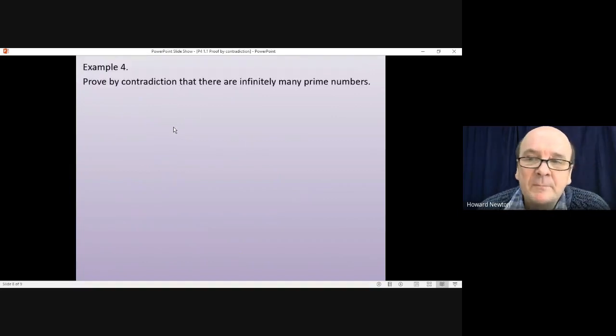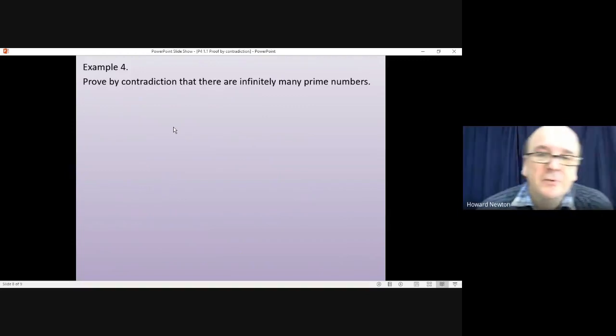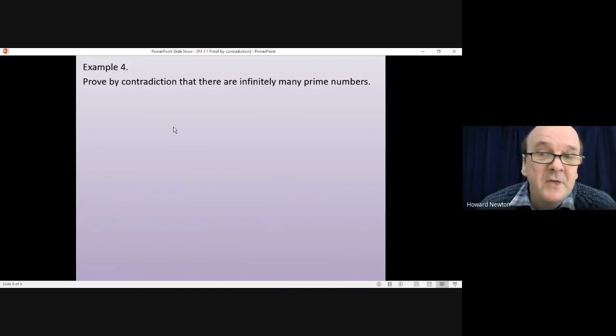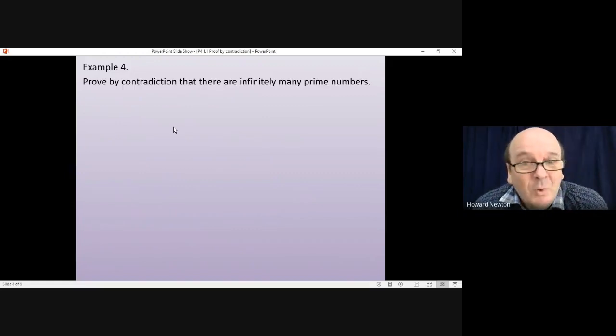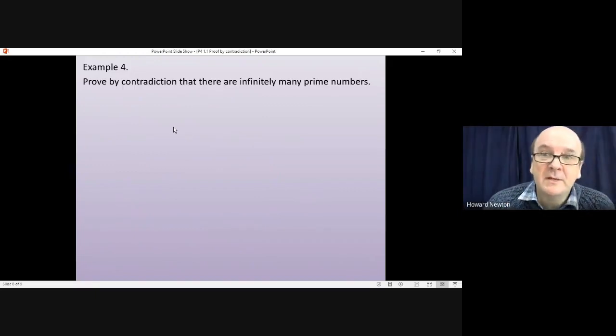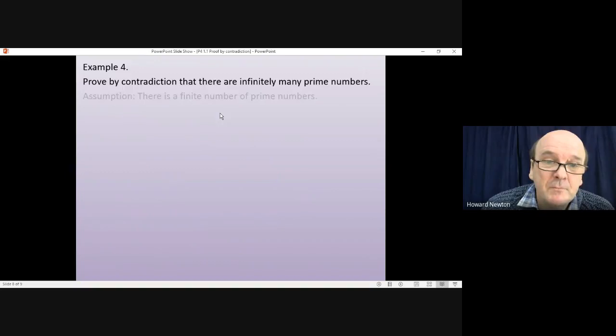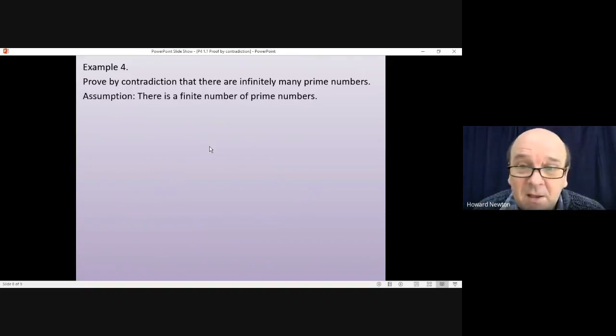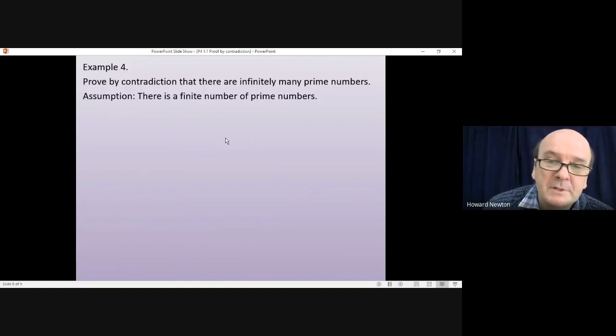Okay, the last example is another very famous proof in pure mathematics. It's the proof that there are infinitely many prime numbers, that they never stop. Now again, it's quite tricky to prove that. What's a lot easier to prove is that the opposite thing can't be true. So we assume the opposite. We assume that actually there is a finite number of prime numbers.